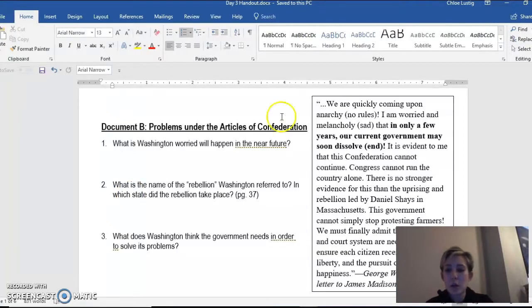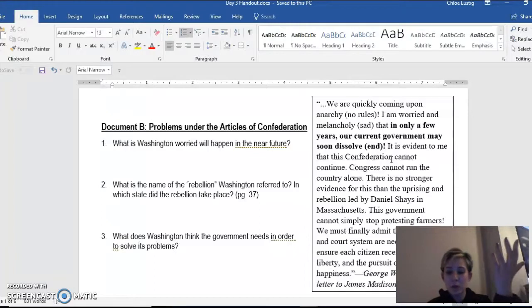And he mentions the current government not working because there are no rules and the Confederation. What was the name of that government that came before the Constitution again? Maybe that's what he's talking about. He also mentions this uprising with a guy named Daniel Shays. What rebellion did we just remind ourselves about where the government couldn't control the people?